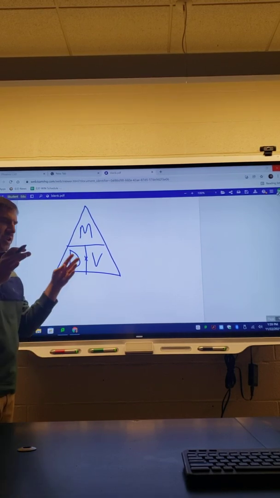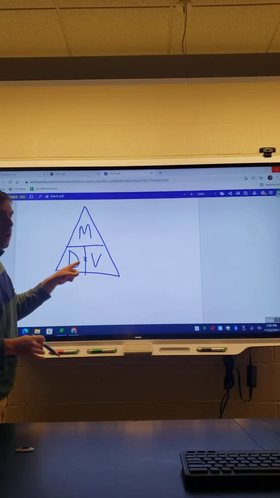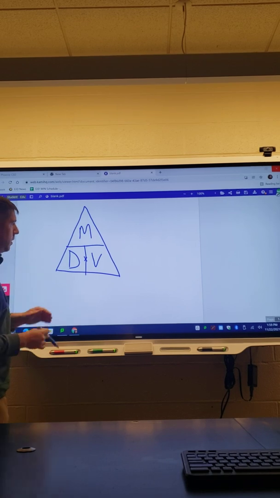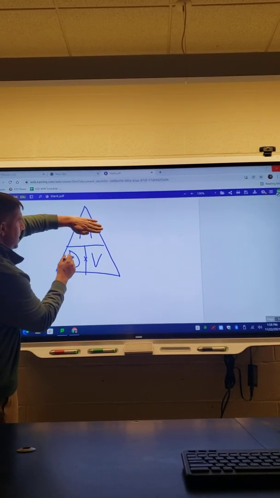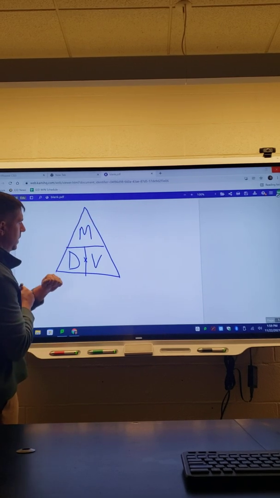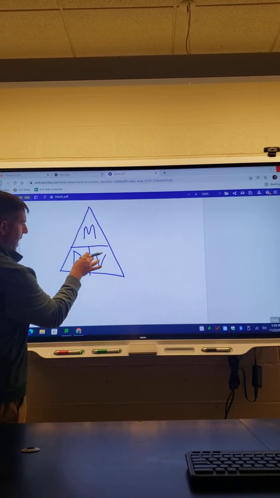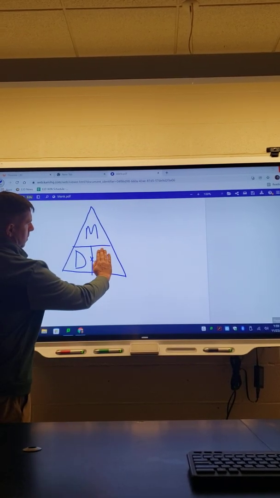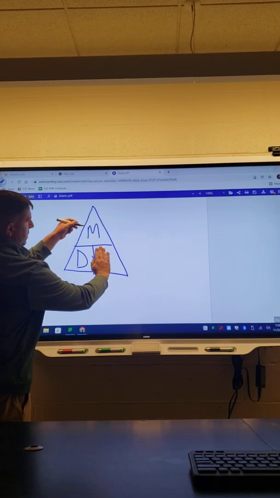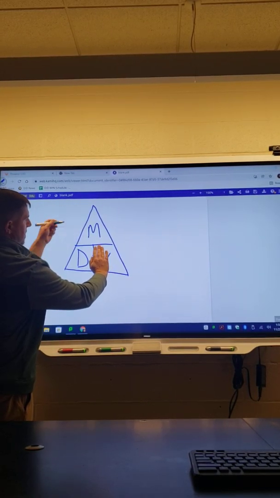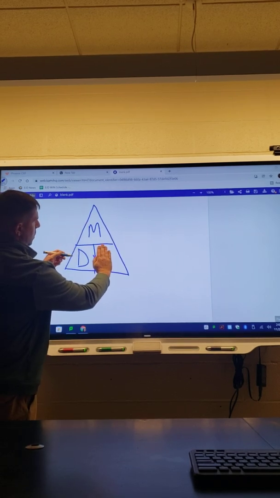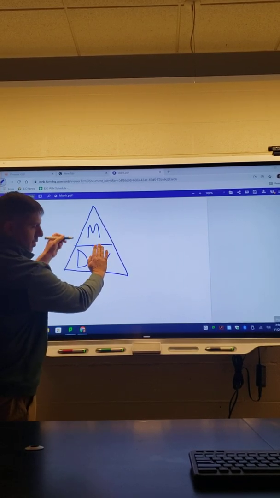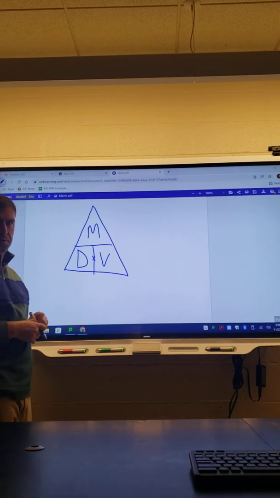Okay? So whichever one you're asked to solve for, like mass, you will always be given the density and the volume. If they ask you to solve for volume, you'll always be given the information of the mass. They'll give you the mass, they'll give you the density. You just need to know how to use this triangle to figure out the formula that you need to use for each. Okay?